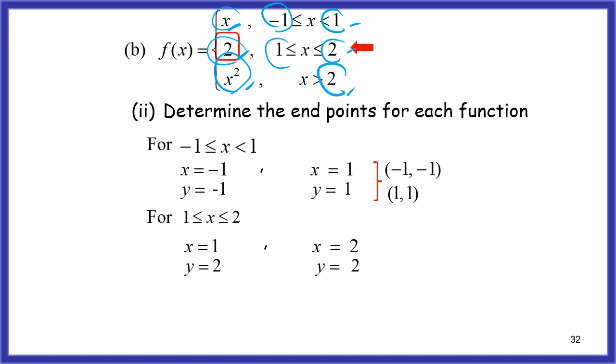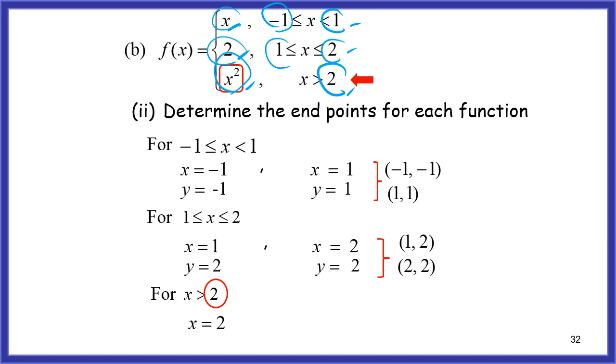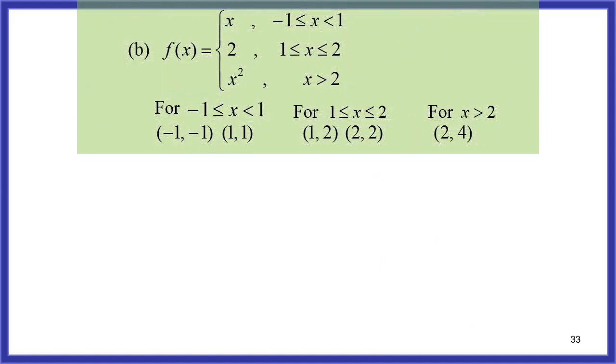Okay, and the last one, x squared, when x is more than 2. So when x equals 2, what is the value of y? It will be 2 squared, which is equal to 4. So the point is 2, 4. Now we have all these 5 points, and the last one has only 1 endpoint. So what we need to do is to plot all of these points respectively.